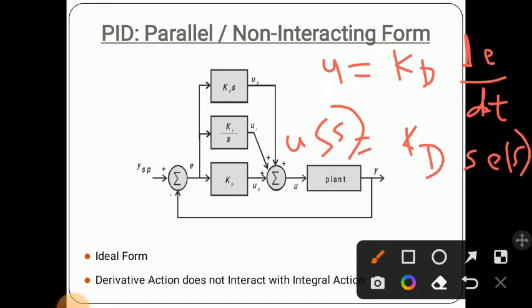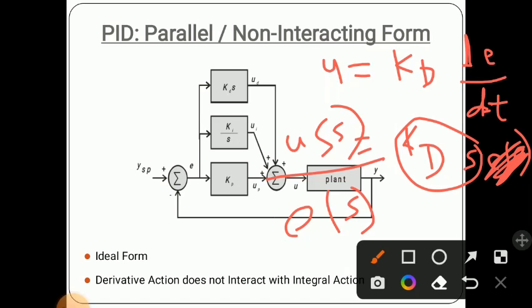So here the transfer function is nothing but the ratio of output upon input. Here U of s is the output and E of s is the input, so we get this transfer function Kd into s. That's why it is Kd into s.